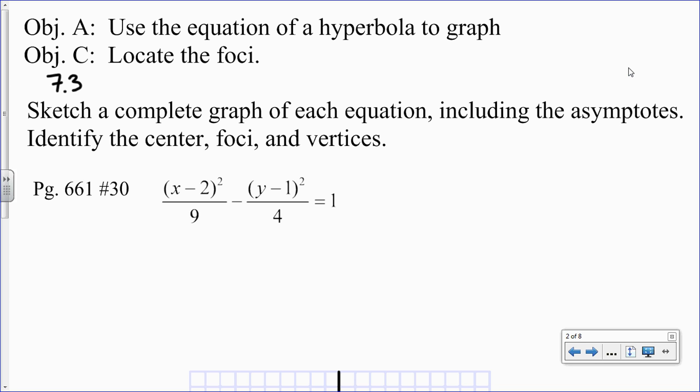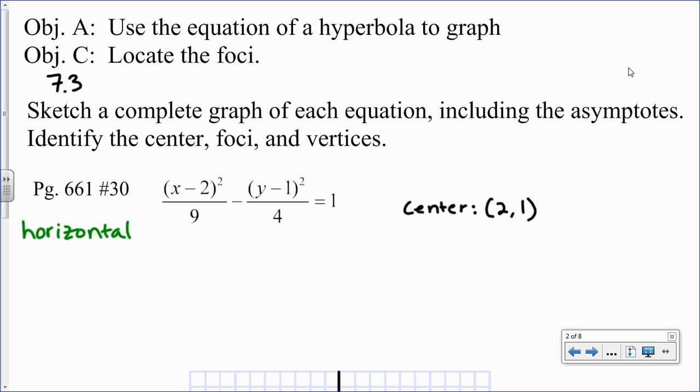Okay. So first of all, let's figure out whether it's horizontal or vertical. So which one is positive, the x or the y? The x. So it's horizontal. What is the center of this hyperbola? So center is h and k. So positive 2, positive 1.